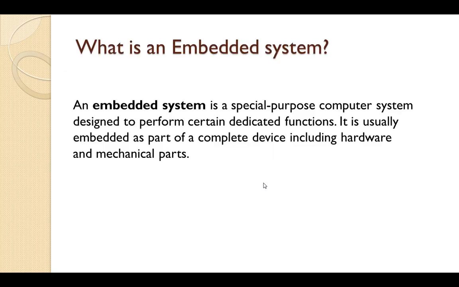Let us begin with a small definition of embedded systems. An embedded system is a special purpose computer system which is designed to perform a dedicated function. It has a hardware part and a software part. Basically, an embedded system is a combination of both hardware and software. Software runs the task, as I said, for a dedicated function.